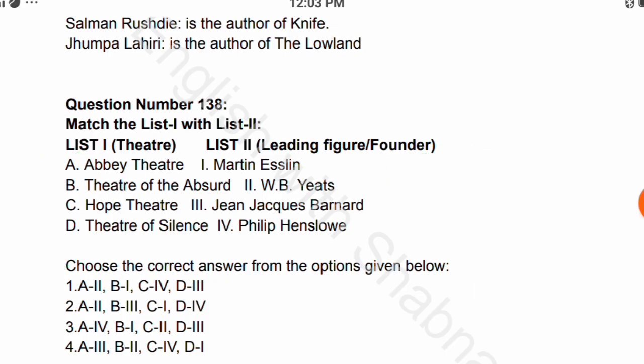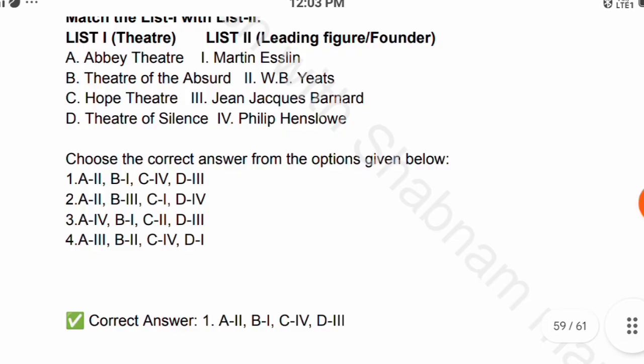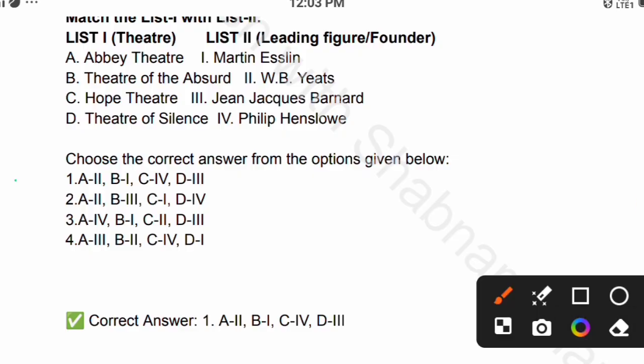Let's see. So the correct answer of this question is going to be option 1, that is A second. Abbey Theatre was founded by Yeats and there were 2 other writers also. B first, that means Theatre of the Absurd by Martin Esslin. C, Hope Theatre, that is Philip Henslow, and Theatre of Silence was by J.J. Bernard, that is Jean-Jacques Bernard. Do remember this, okay? Let's move on to the next question, everybody.